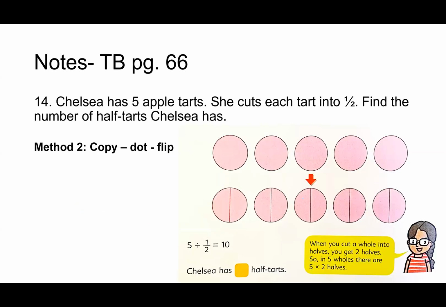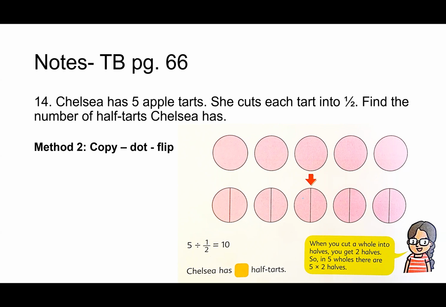Chelsea has 5 apple tarts. She cuts each tart into 1/2. Find the number of half tarts that Chelsea has. Don't even do the math, guys. Don't do the procedure. What do you think? Dorothy? She's got 5 apple tarts and she's going to cut each tart into half. How many half tarts does she have now? She has 10, right? Yeah, good.